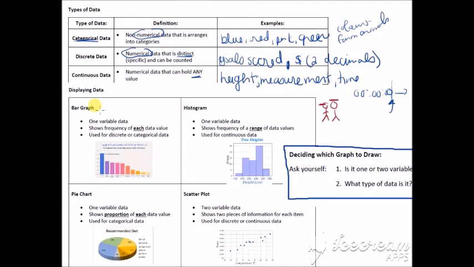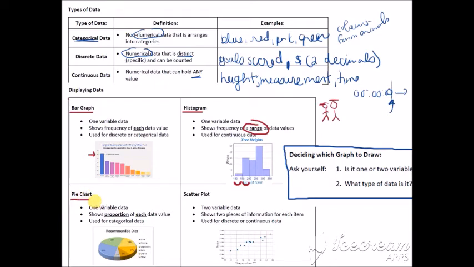Okay, so let's talk about displaying data. We can display it in a bar graph. So bar graphs are one variable. It shows the frequency of each data. Okay, obviously that's the number here, how many times it occurs. And this is used for discrete or categorical. Histogram we covered. Okay, this is a bar graph that touches each other. The difference between bar graph and histogram is that a histogram shows a range. So if you remember, like here between 100 and 150, then 150 to 200. Okay, so it shows it over a range of data. So it can be continuous as well.